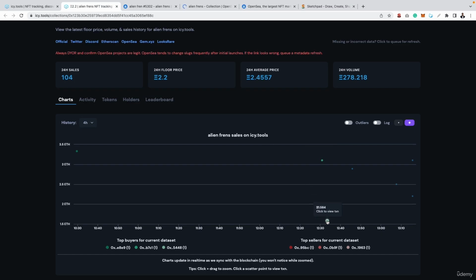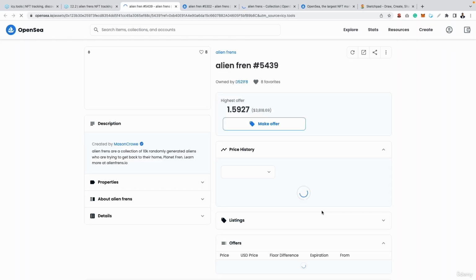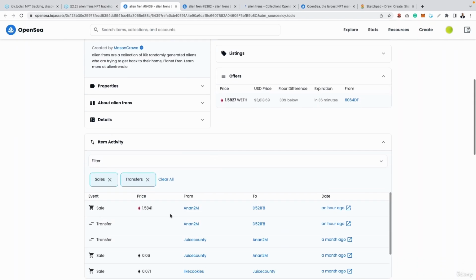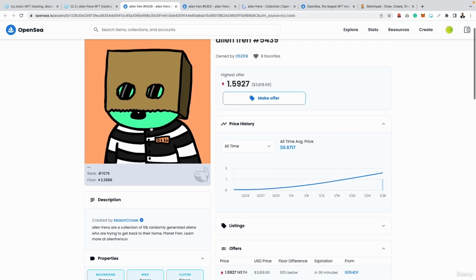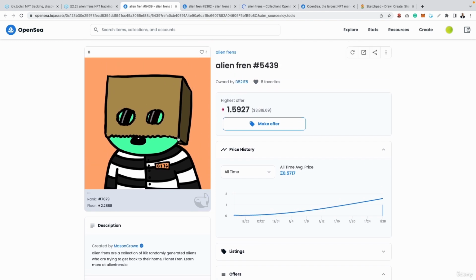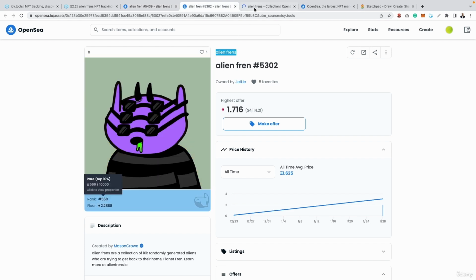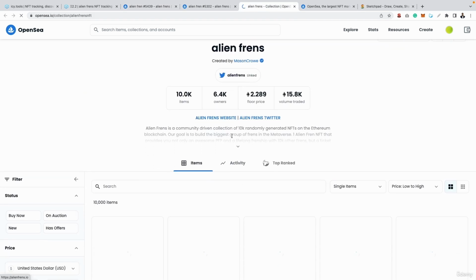Compare that to the other dot down here, 1.54. Let's give that a click. We can see this one sold for, again, 1.584. If we go over to properties, you can see there isn't any trait whatsoever here that is under 1%. So this NFT is not as rare as the other one, and as a result, it hasn't sold for as much money.